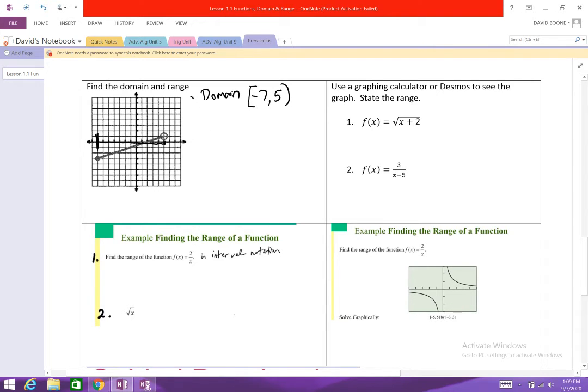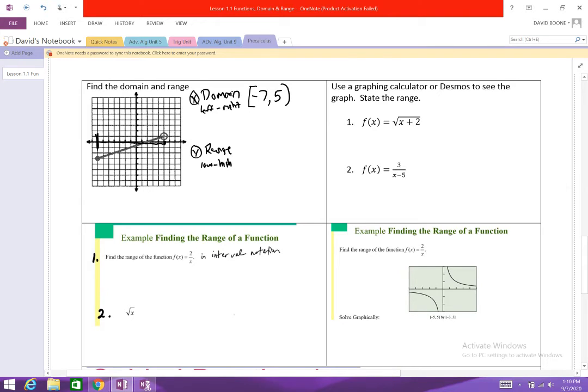Range, again, so domain are like my x values. Okay? My range are like my y values. So again, I remember that x comes before y, d comes before r. So I'm going to start here, always go low to high. Domain is always left to right, and range is always from low to high.